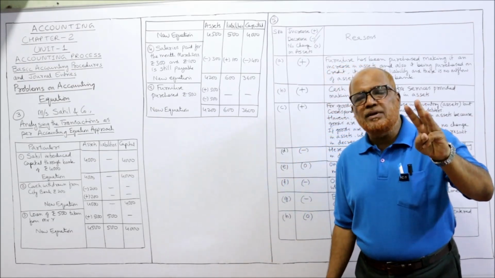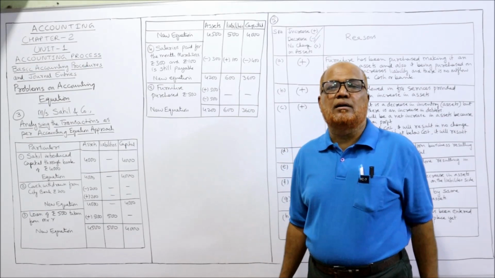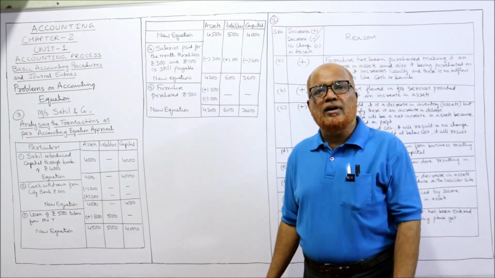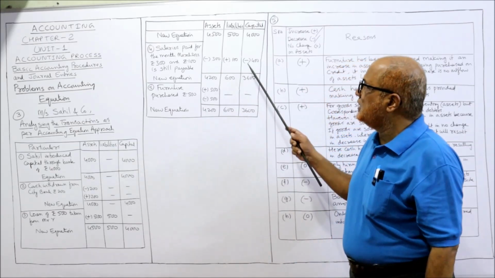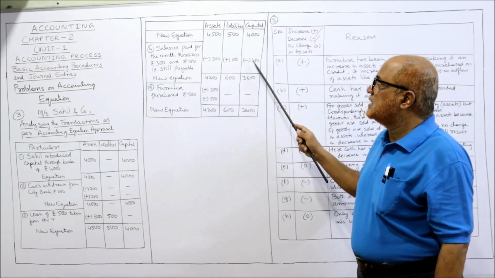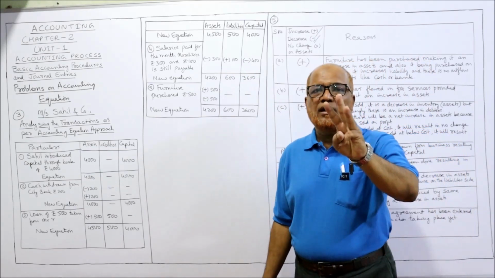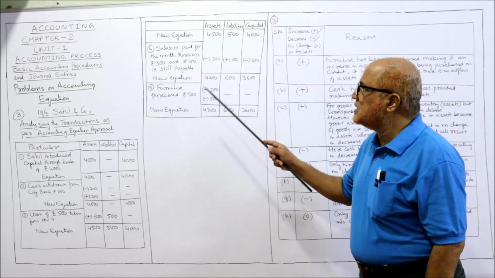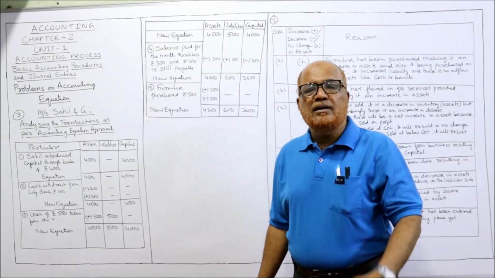So here 300 rupees salary paid and 100 rupees salary outstanding. The total salary of the month is 400. So our profit, our capital, will decrease by 400. So here you can see capital is decreased by 400. But how much cash is going out? 300 paid as salary. So assets will decrease by 300. At the same time, there is a liability.